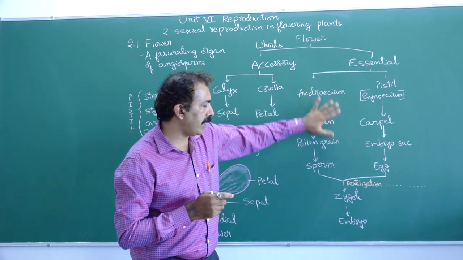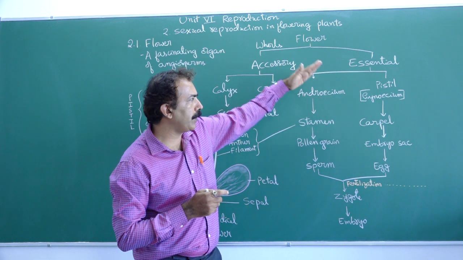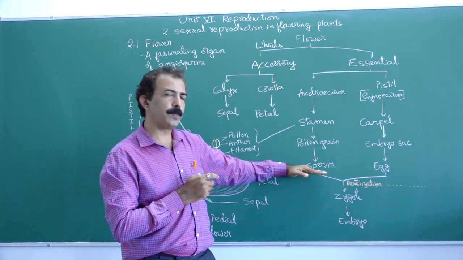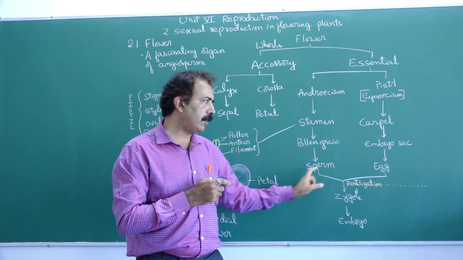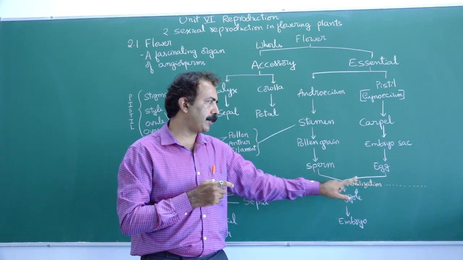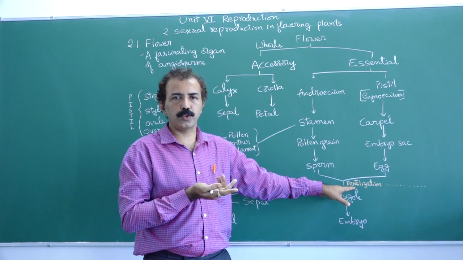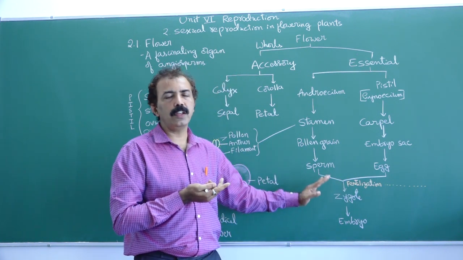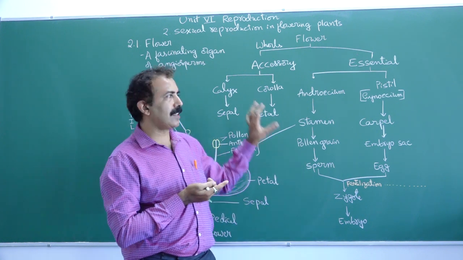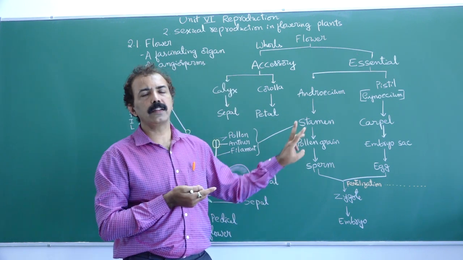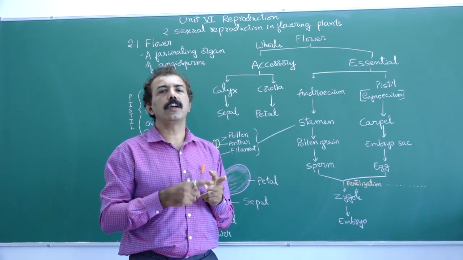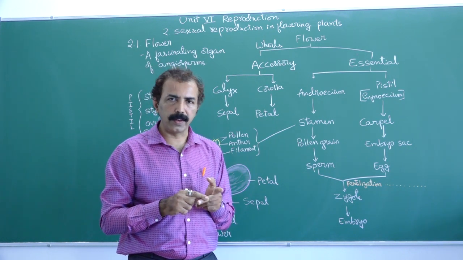So all these events constitute pre-fertilization events until the development of sperm. Union of male and female gamete constitutes the second event, fertilization. It is followed by post-fertilization events. So this chapter is all about understanding the 3 events: pre-fertilization events, fertilization, and post-fertilization events.